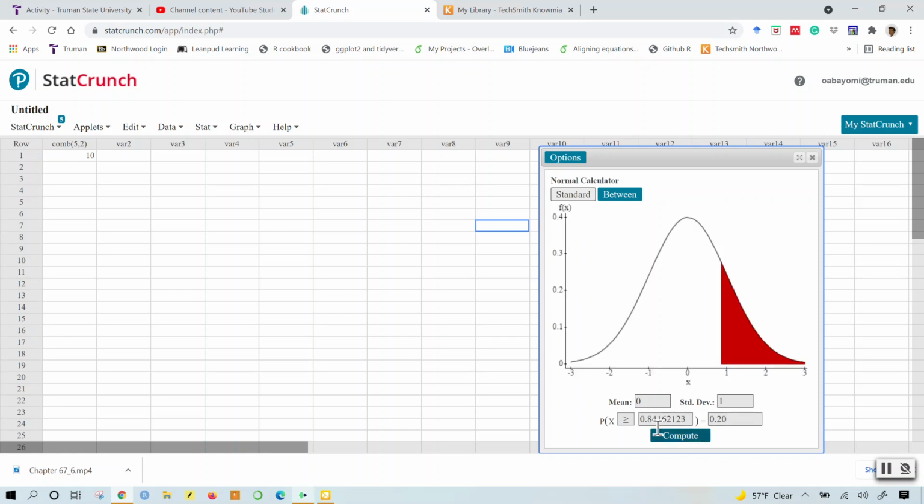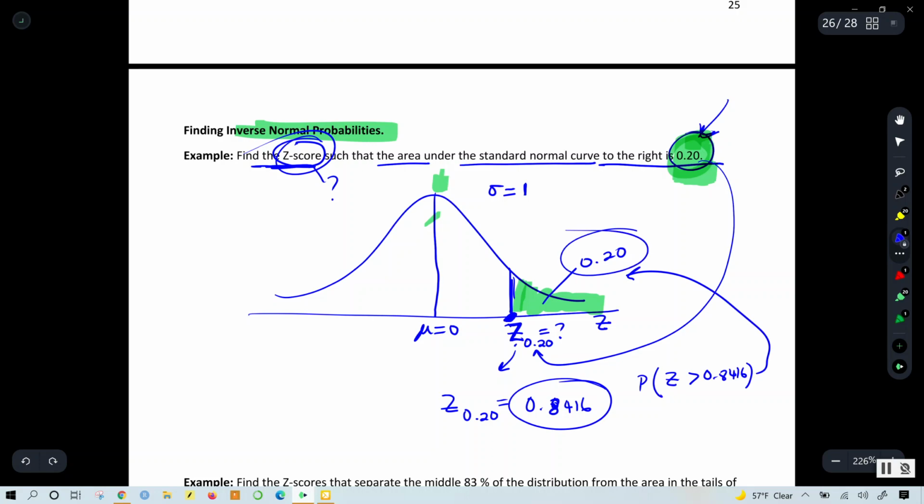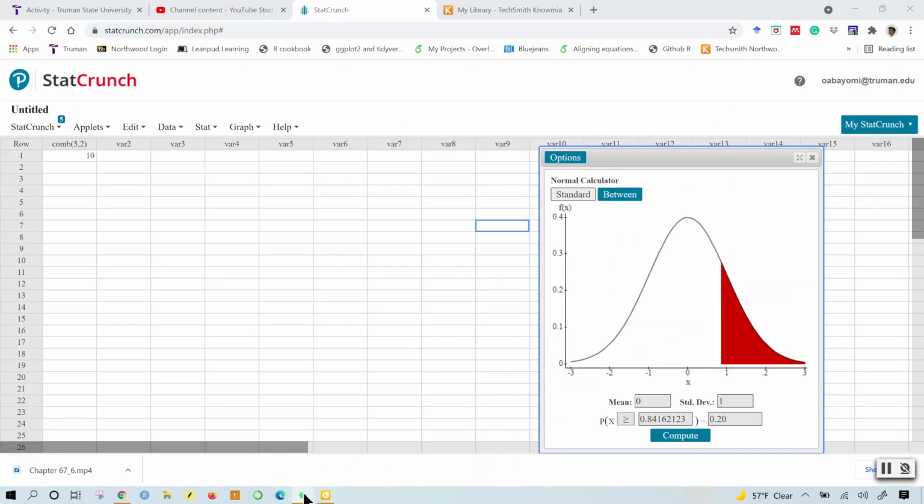So I'll hit compute and I have 0.8416. This is the number such that the probability of Z greater than 0.8416 is equal to 0.20. We can check that, of course, from what we can see here. Probability of X greater than or equal to that number is the shaded area, which is 0.20.